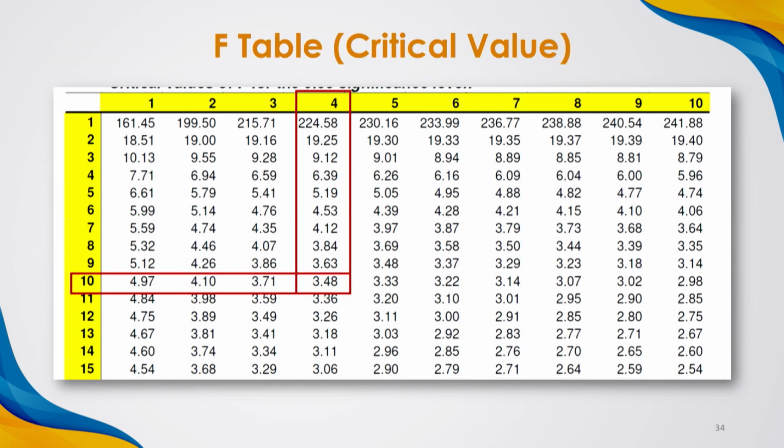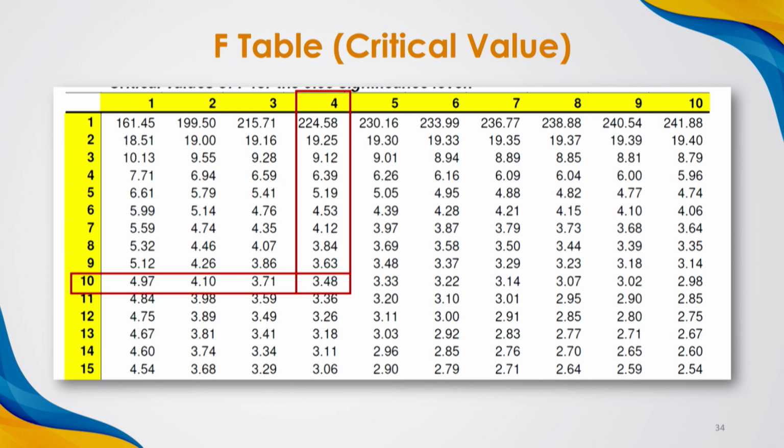This is how the F table looks. We will see what the numerator degrees of freedom is. Just recall the numerator in our F test: it is the between sum of squares. So for the between sum of squares, we have k minus 1 degrees of freedom, which you should look up in the columns, and in the denominator we have the degrees of freedom for error, which you should look up in the rows.